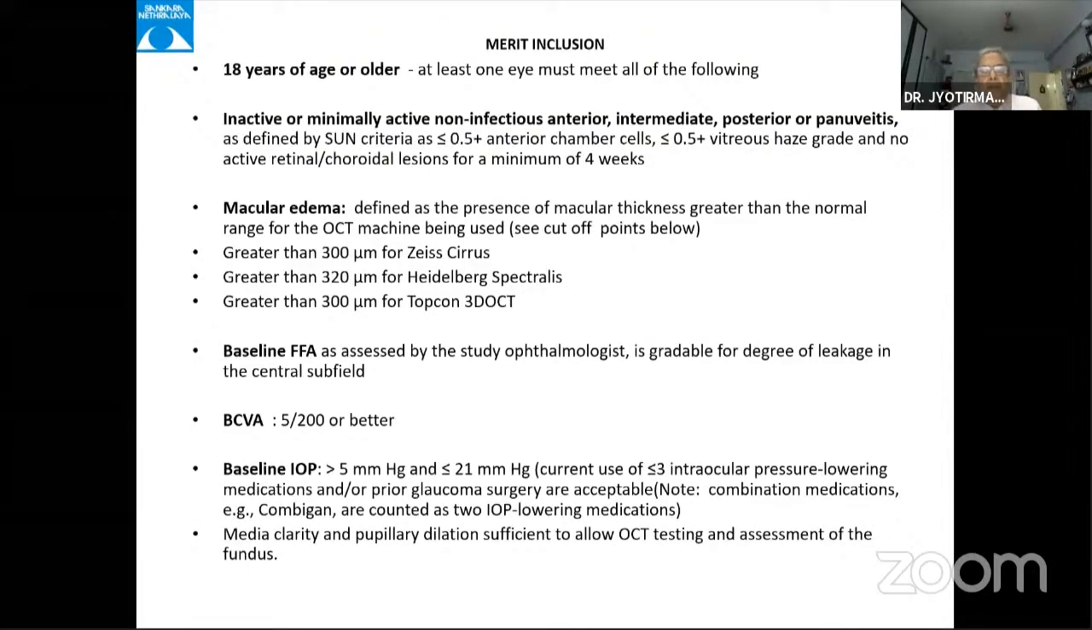And the patient should be an adult, 18 years of age or older, with inactive or minimally active non-infectious anterior, intermediate, posterior, or panuveitis. They should have macular edema, which can be detected by OCT, and a baseline FFA would be done. Best corrected visual acuity should be 5/200 or better, and intraocular pressure should not be less than 5 or more than 21.